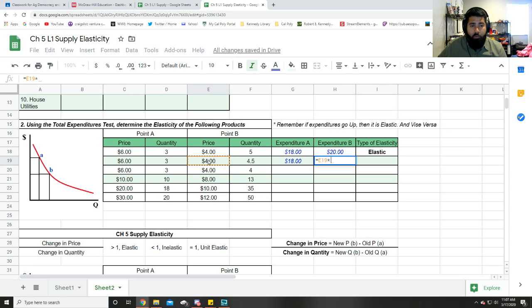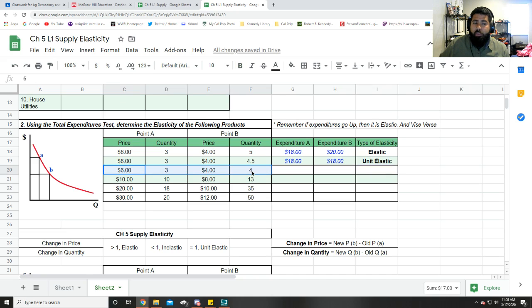So we're going to do 4 times 4.5, and now we're spending the exact same money. At point A we spent $18, and at point B we're still spending $18. So if there is no difference in spending, what does that mean? It means that this product is unit elastic. So that's where you're going to put your final answer.